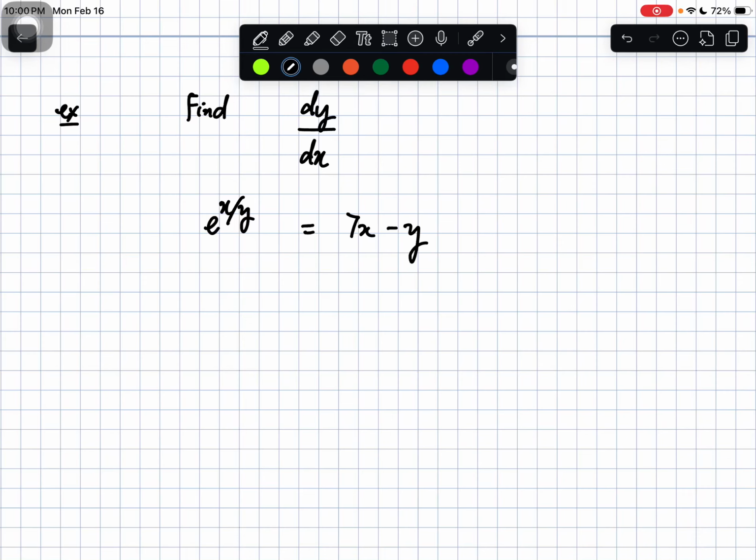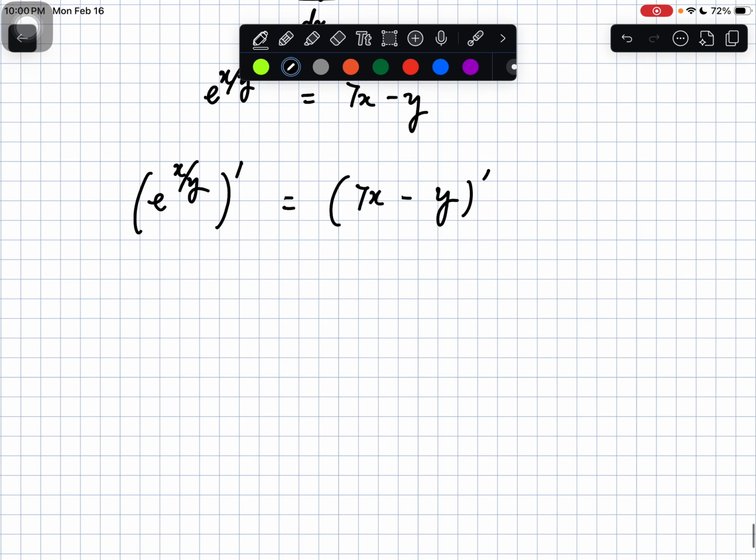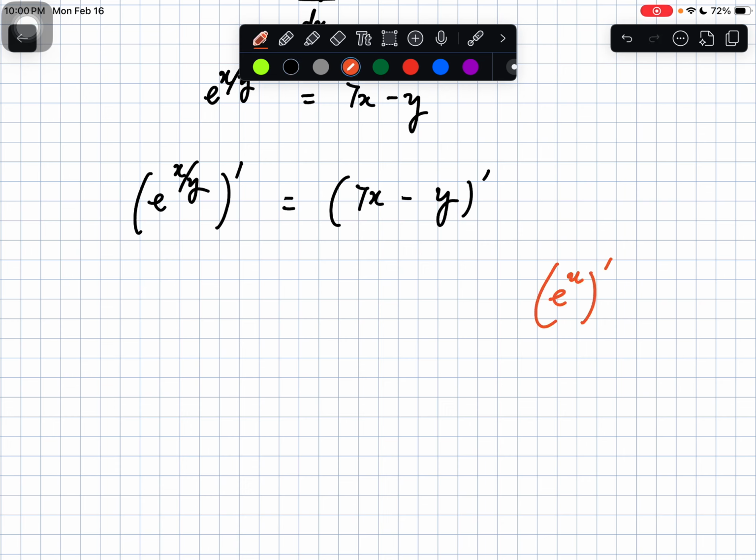Compute dy over dx, e to the power x over y equals 7x minus y. You would take the derivative of both sides. So (e^(x/y))' equals (7x minus y)'. Here you use the chain rule. For e to the u, use the derivative of the function of x, u prime times e to the u.